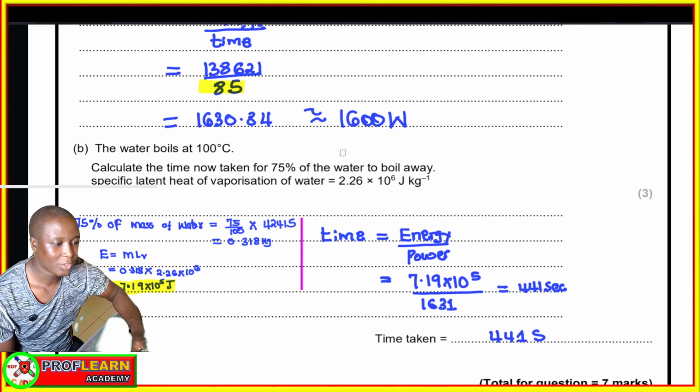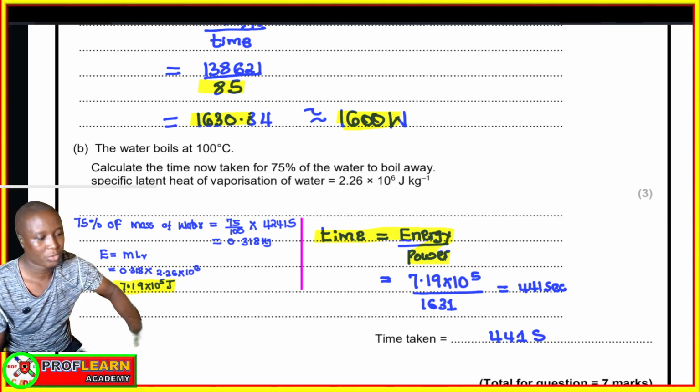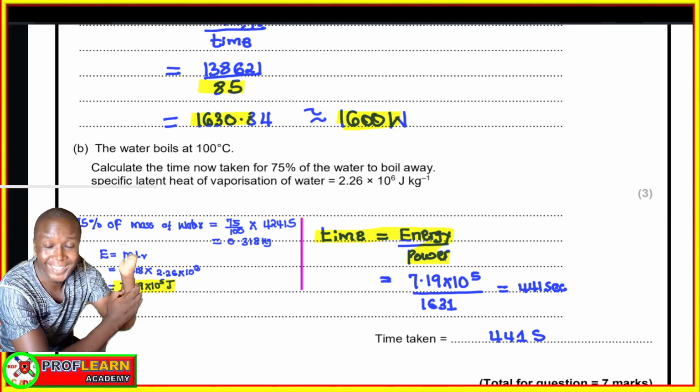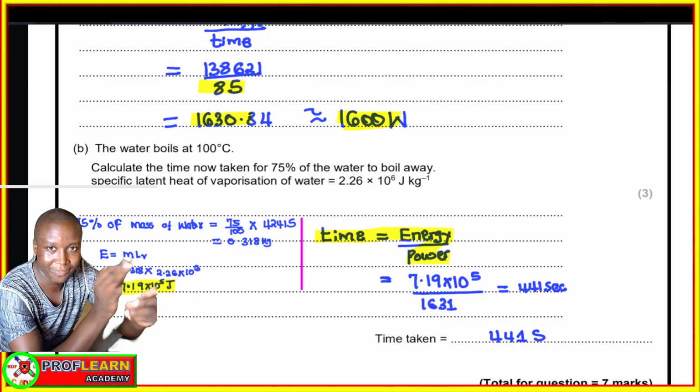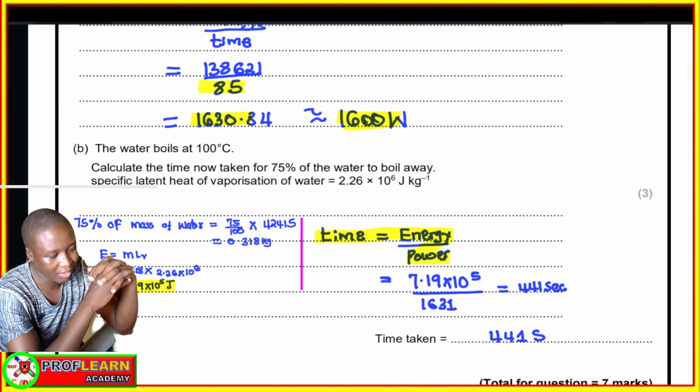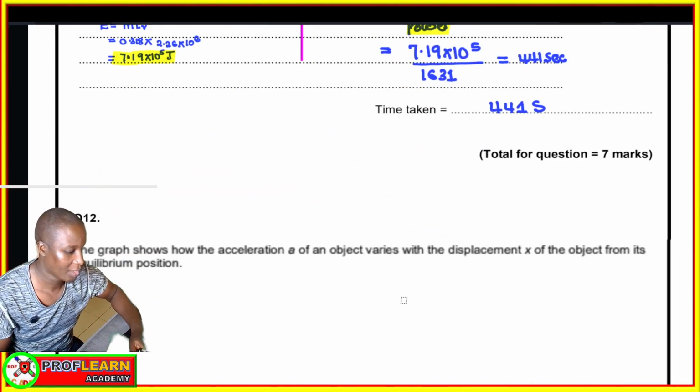Now, since we have worked out power from the previous question, we can use that in this formula: time is equal to energy over power, so that we can get the time taken. So you take the energy required and divide by power to get the time taken, which is 441 seconds.